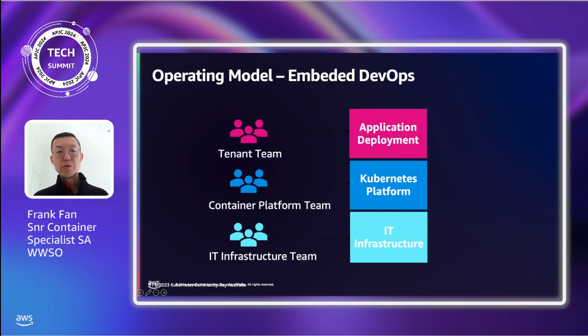So here's a diagram to illustrate this decision. You can see the three teams, the infrastructure team, container platform team, and tenant team, have their own responsibilities. The container platform team looks after Kubernetes platform provisioning and management on behalf of the tenant team. The tenant team just focuses on application deployment on top of that platform.